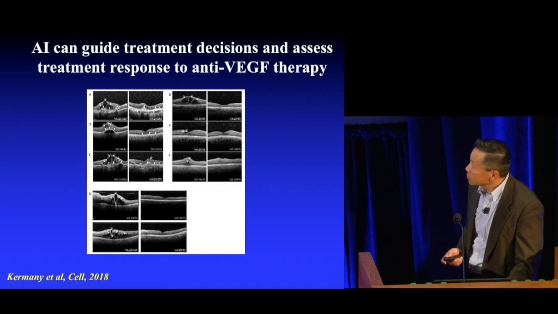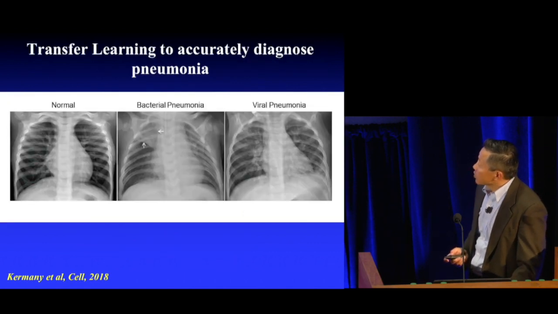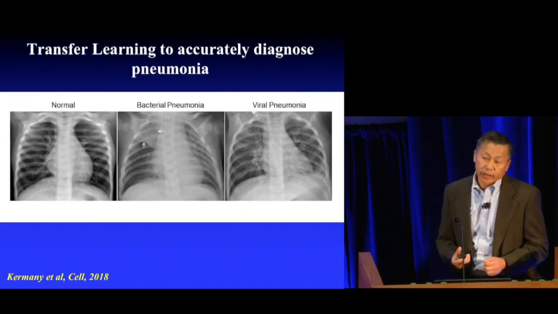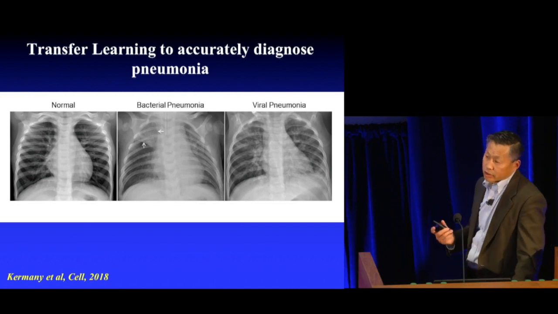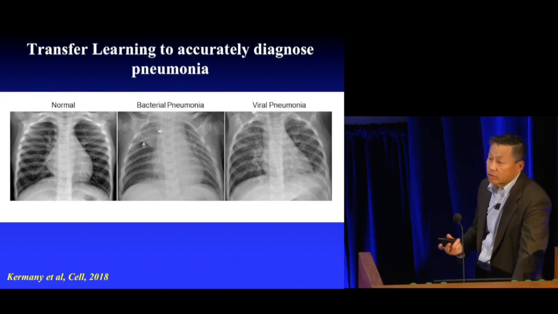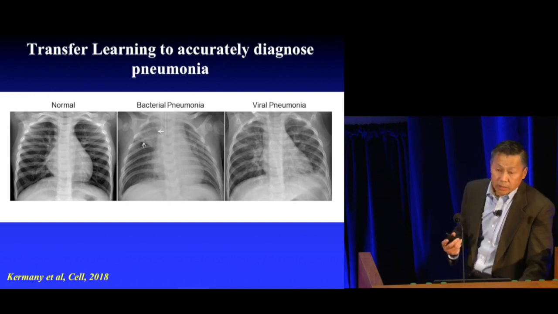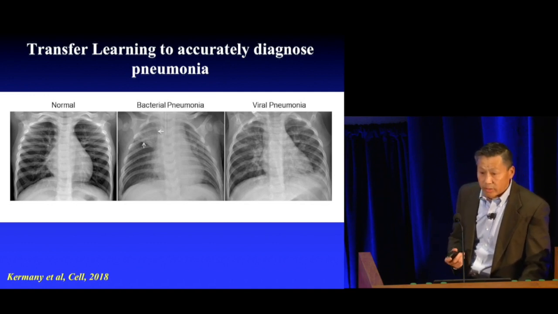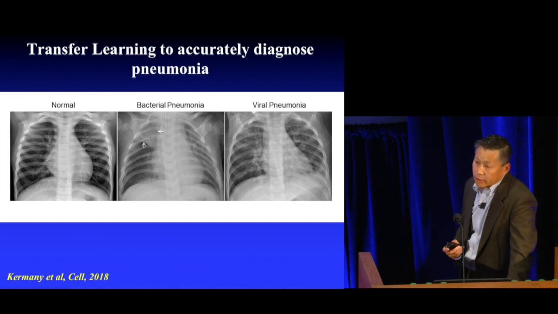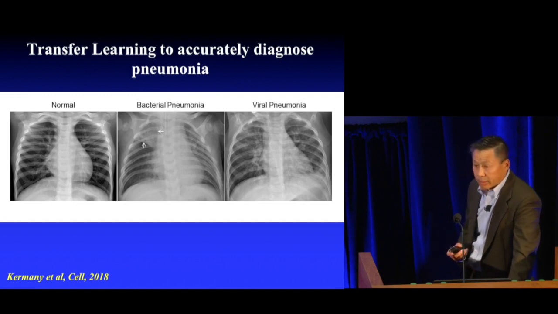I won't go into the detail for this. After transfer learning with ImageNet, which is just standard pictures, to OCT images in the eye, we also did further transfer learning of the algorithms to see how well they would do in pediatric patients' chest X-rays for pneumonia. As you know, pneumonia is one of the very common conditions in the pediatric population.